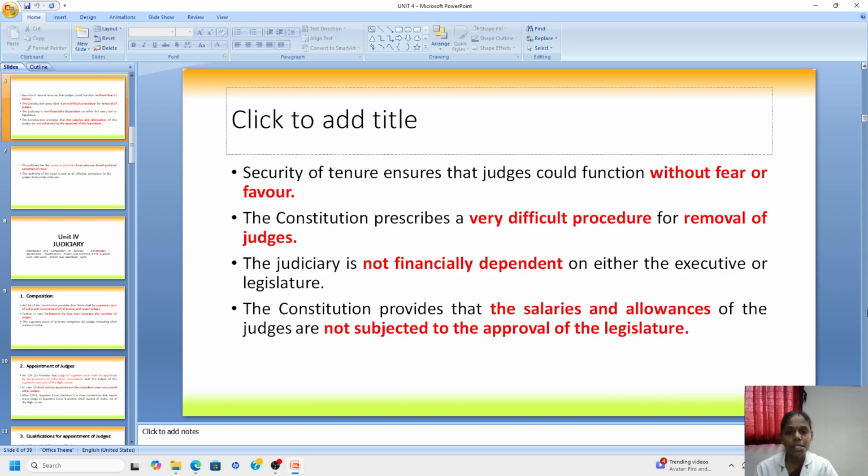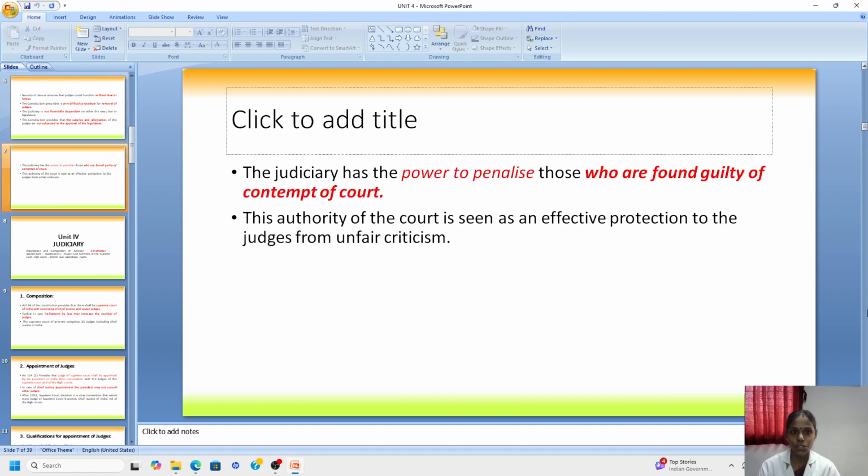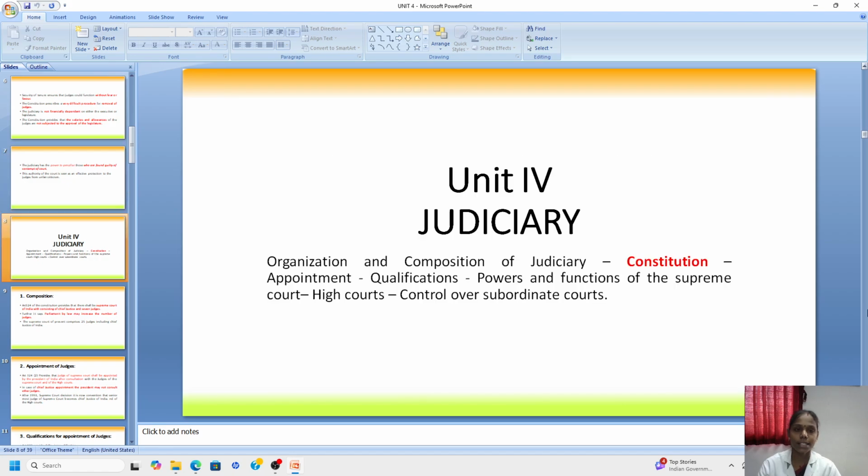The Constitution prescribes a very difficult procedure for removal of judges. The judiciary is not financially dependent on either the executive or legislature. The Constitution provides that the salaries and allowances of the judges are not subjected to the approval of the legislature. The judiciary has the power to penalize those who are found guilty of contempt of court. This authority of the court is seen as an effective protection to the judges from unfair criticism.